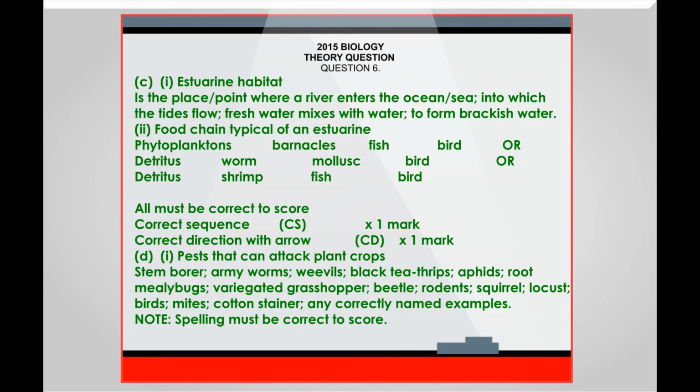D. Pests that can attack crop plants: stem borer, armyworms, weevils, black thrips, aphids, root mealybugs, variegated grasshopper, beetles, rodents, squirrel, locust, birds, mites, cotton stainer, any correctly named examples. Note: spellings must be correct to score.